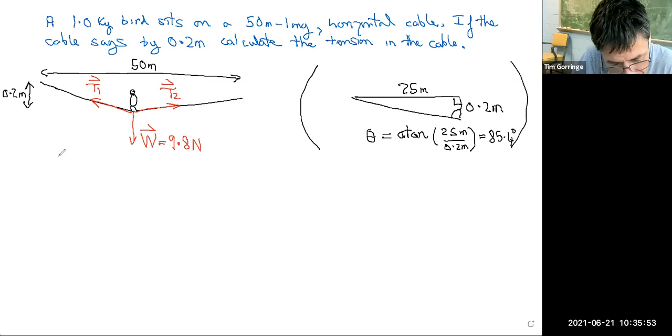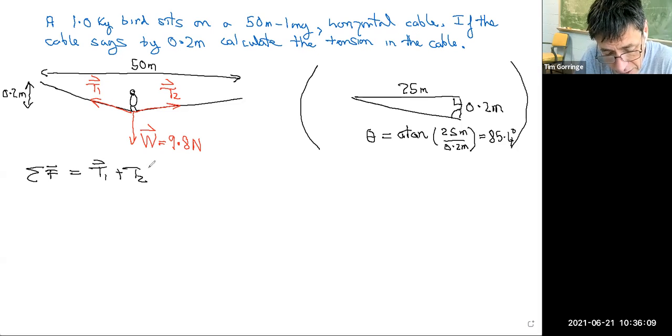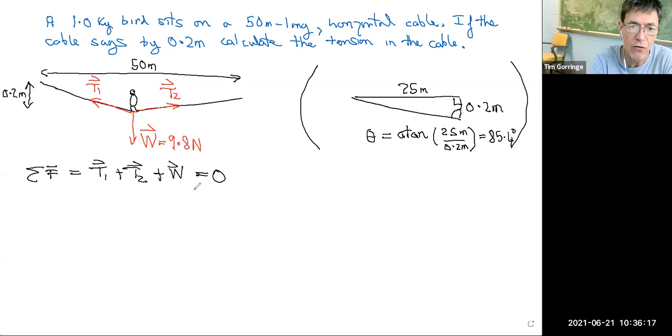And so that equilibrium condition, let me just write it down, that the sum of the forces add up to 0, in this case, is that the tension on the left plus the tension on the right, what I call T1 and T2, plus the weight, must add up to 0. Again, remembering that each of these forces is a vector with a size and a direction.